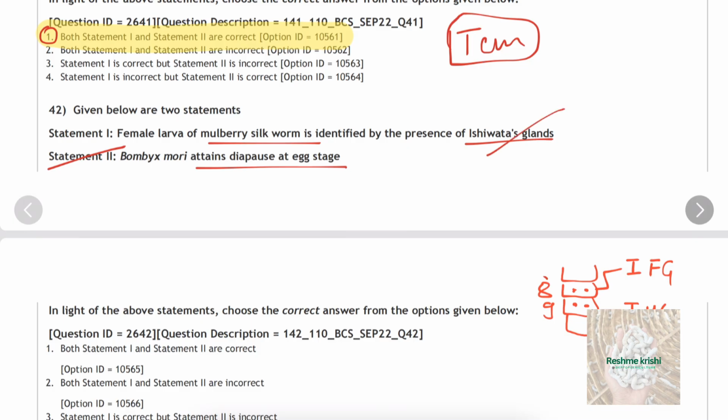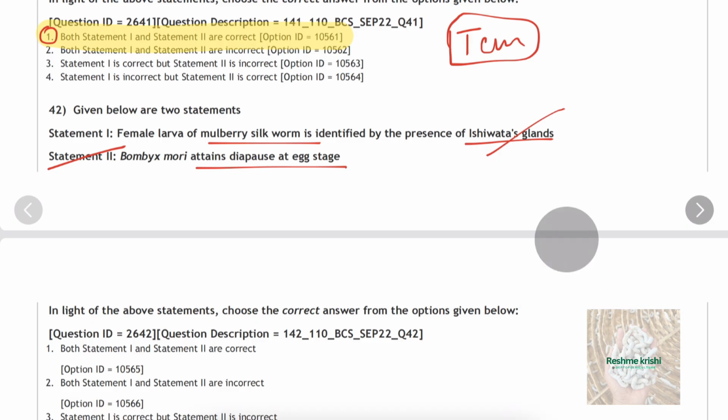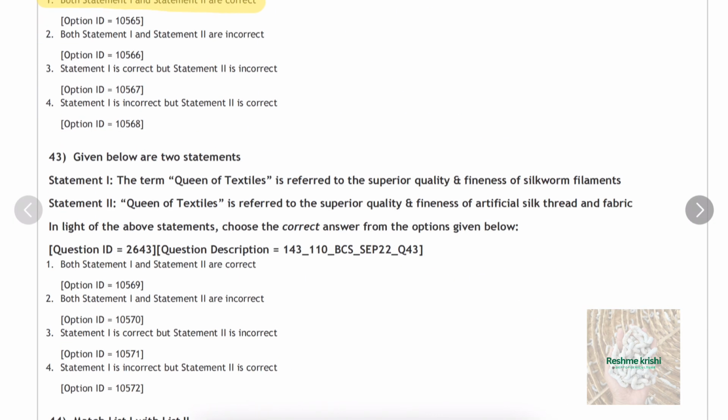There are two pairs of Ishiwata glands. The Ishiwata fore gland is present in the 8th abdominal segment and the Ishiwata hind gland is present in the 9th abdominal segment, right? It appears in the 4th or 5th instar of the silkworm with a milky white appearance. So true. According to this, the answer is that both statement 1 and statement 2 are correct.